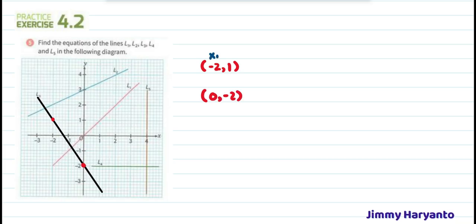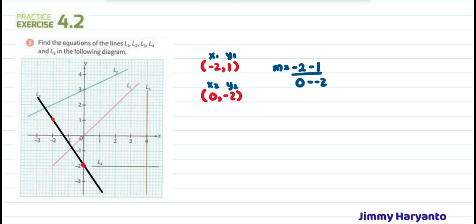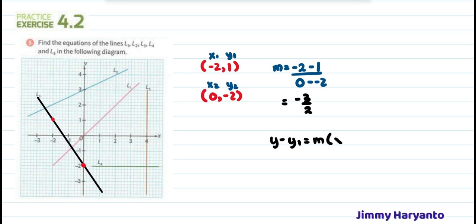I will call this x1, y1. This one is x2, y2. Let's find the gradient first. Gradient is (y2 minus y1) over (x2 minus x1). So the answer is negative 3 divided by 2. Negative 3 over 2. And then we use the formula of y minus y1 equals m times (x minus x1).